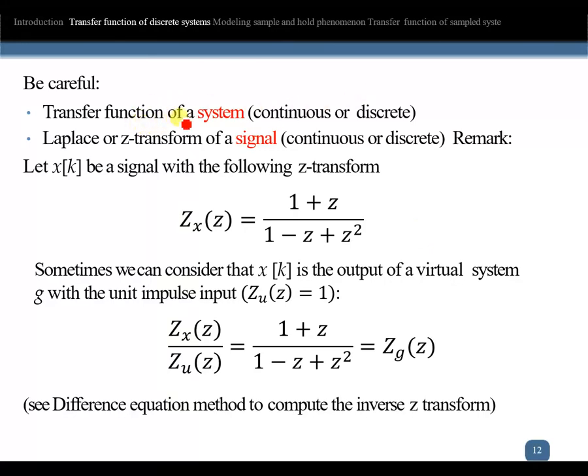Be careful: the transfer function of the system, continuous or discrete, uses the Laplace or Z transform of the signals. Let x(k) be a signal with the following Z transform. Sometimes we can consider that x(k) is the output of a virtual system G with the unit impulse as input, because if you remember, the Z transform of the Dirac is 1. You can write the Z output divided by the Z input, and the impulse input is 1. You can rewrite it something like this.